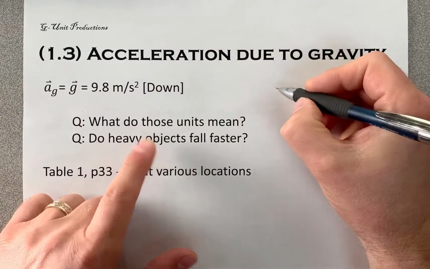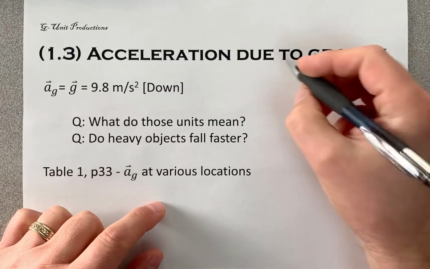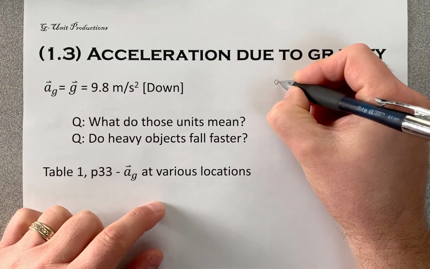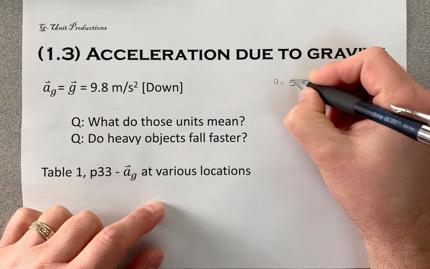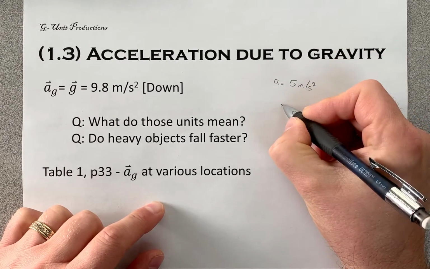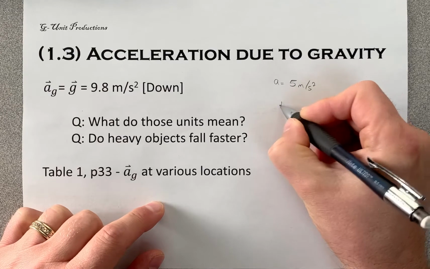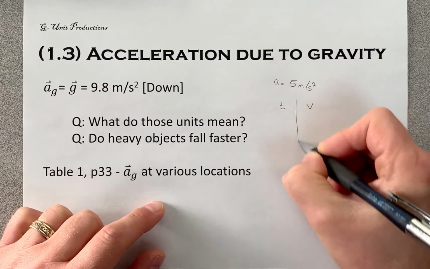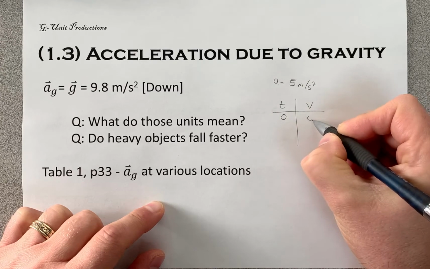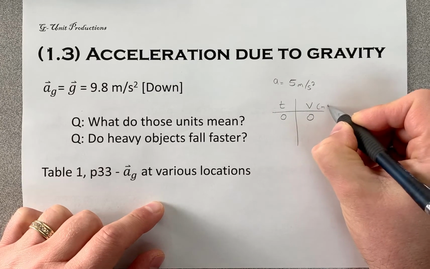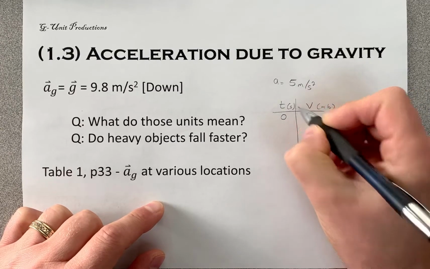Let's just make the math easy. Let's choose a different number altogether. Let's say if acceleration was 5 meters per second squared, what does that mean? Here's what it means. If I did a little time and speed or velocity chart, let's say at time 0, I'm going 0 meters per second, time in seconds.